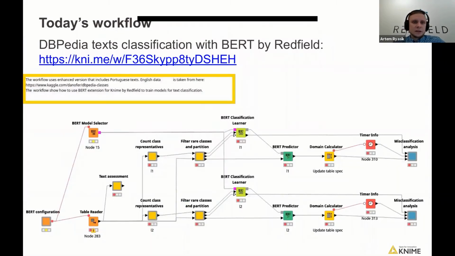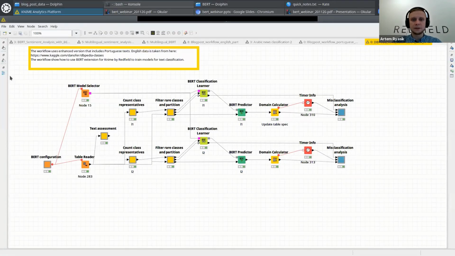So this is the workflow that we are going to look at today. It's already available on KNIME Hub, so you can download it right now if you're extremely curious. I really encourage you to take a look at this workflow, maybe not now, but after the presentation. Its name is DBpedia Text Classification with BERT by Redfield. Also, you can get it by this link. The slides will be available after the presentation. All right, so now let's switch to the demo.